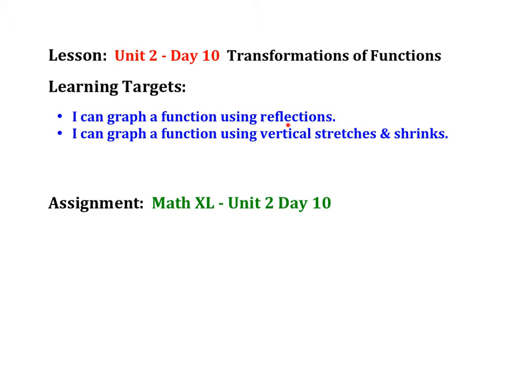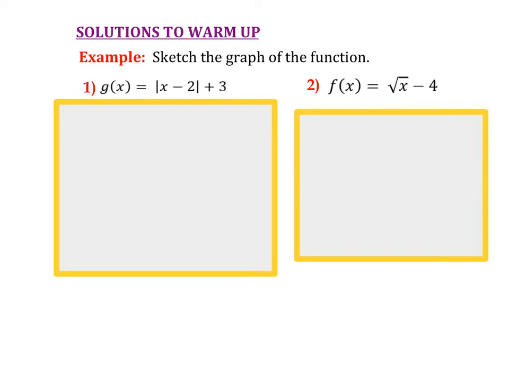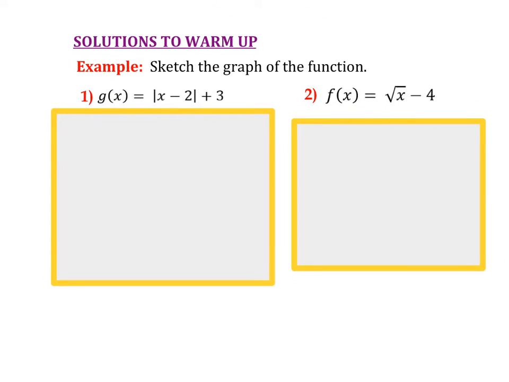stretches/shrinks. So reflections is just like a mirror. It reverses things. So you'll see something backwards or upside down, depending on the type of reflection. A stretch or a shrink means a graph becomes either taller by a certain scale factor or shorter by a certain scale factor. So let's get into a warm-up first, just to get our brains going.